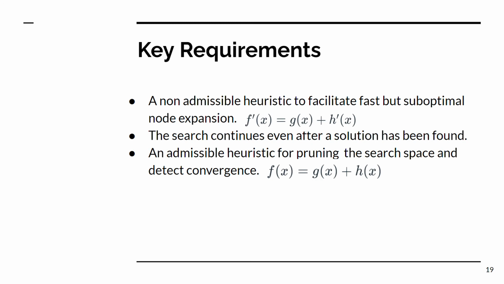Anytime search algorithms have some key requirements. First, you need a non-admissible heuristic to facilitate weighted A star search. Then there has to be a provision to keep the search in a continuous state even when a solution has been found. And finally, you would also require an admissible heuristic for pruning the search space and also for detecting when to stop the search entirely if an optimal solution has been found.